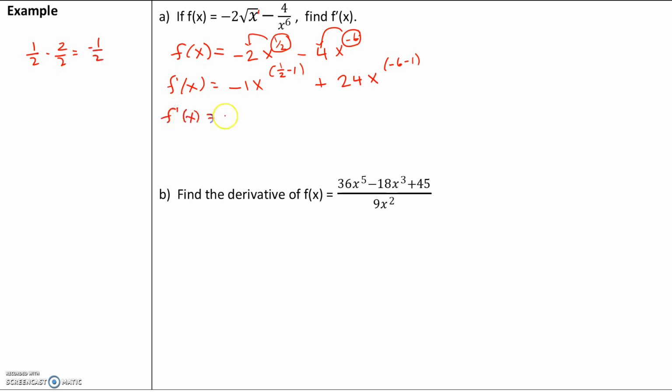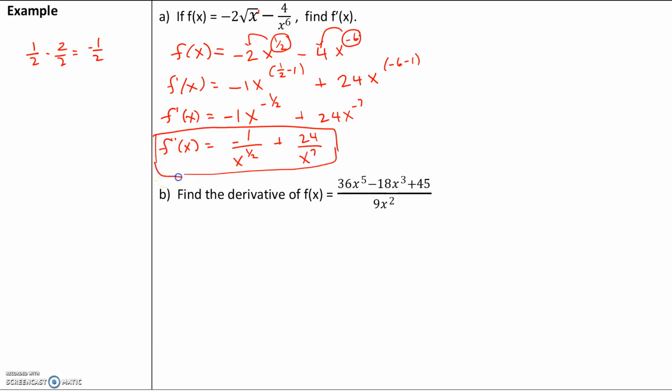So f prime of x is going to equal negative 1 x to the negative 1/2 plus 24 x to the negative 7th. Now we have x to the negative 1/2, which moves to the denominator, and the exponent becomes positive. So we get f prime of x equals negative 1 over x to the 1/2. Same thing with x to the negative 7th. It's a negative exponent, so it moves to the denominator and becomes positive, since our final answer can only be written using positive exponents. Okay, so there we have it. That's our answer.